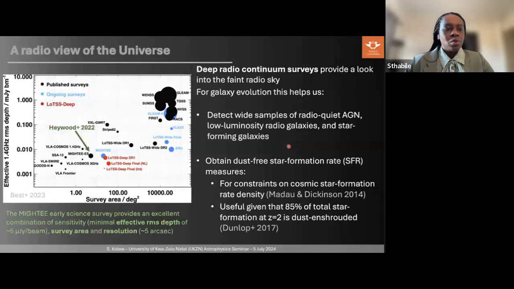And an example of that, of course, is our MIGHTEE Early Science Survey, where RMS depth to the thermal noise level is down to 5 microJy per beam. And our survey area, to begin with, was between 2 and 4 square degrees in the early science, but this will be significantly improved as more pointings have been added to our survey, forming the MIGHTEE Data Release 1, which will be published soon. The paper is being written up by Catherine Hale.